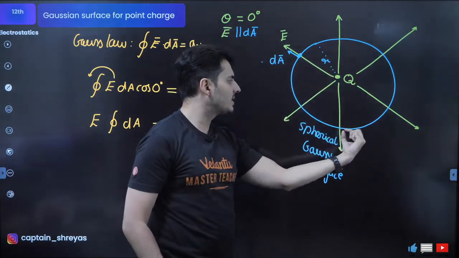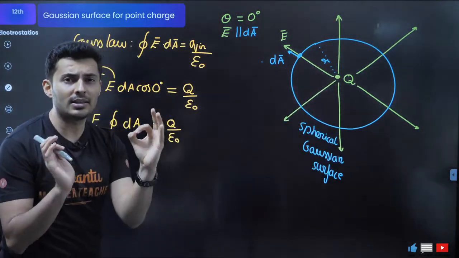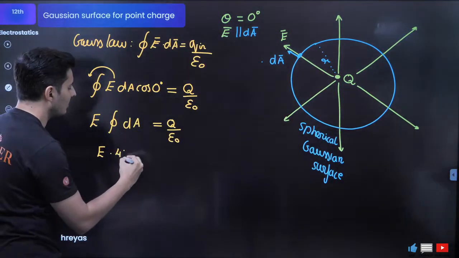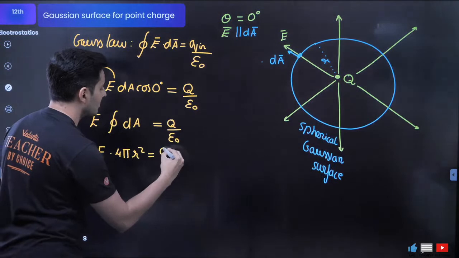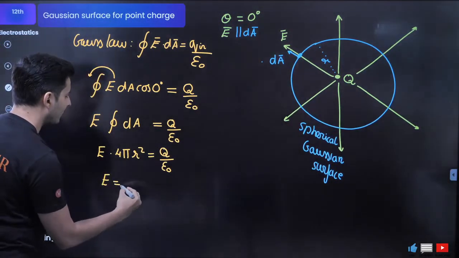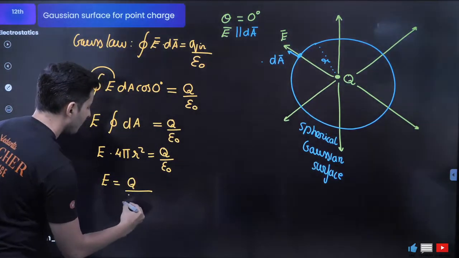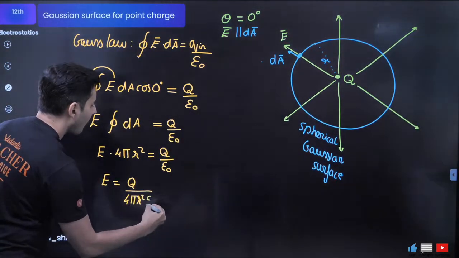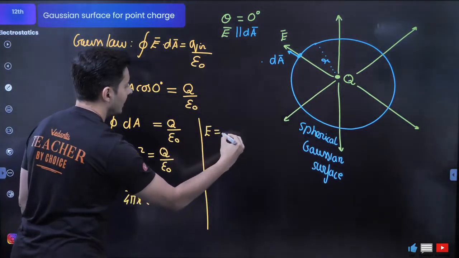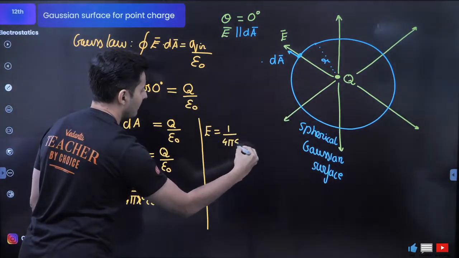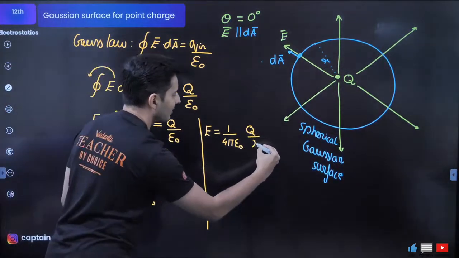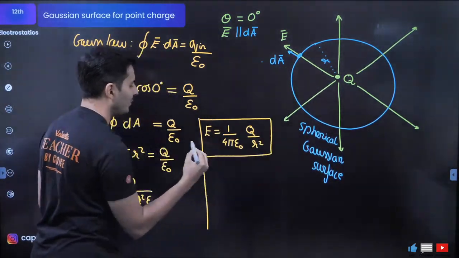If you add the areas, you get the total surface area of the sphere, which is nothing but 4 pi r square, and this is nothing but q by epsilon naught. Shifting these terms, the electric field will be nothing but q by 4 pi r square epsilon naught, but in a slightly better form: electric field is 1 by 4 pi epsilon naught, times q, times 1 by this small r square. Now what is the best part about this?